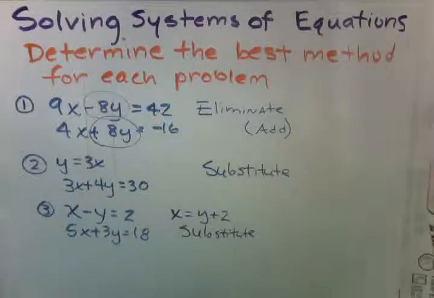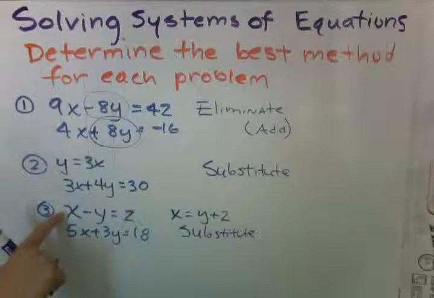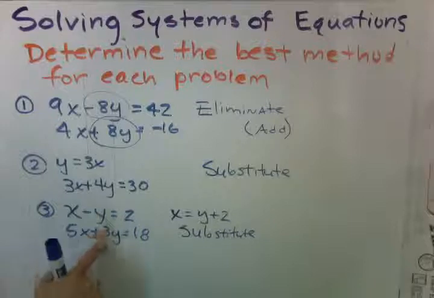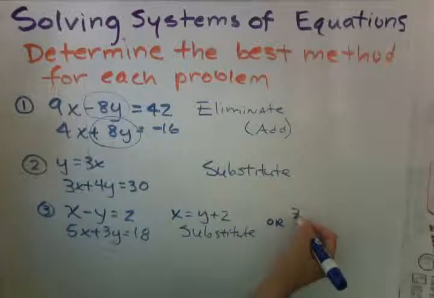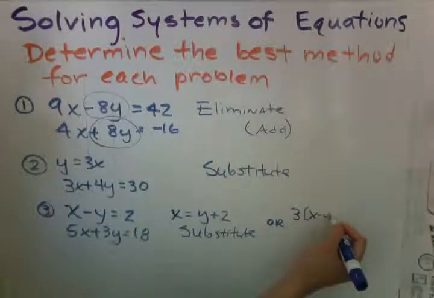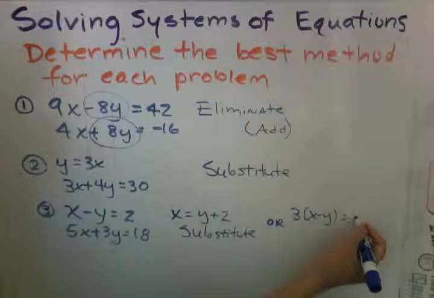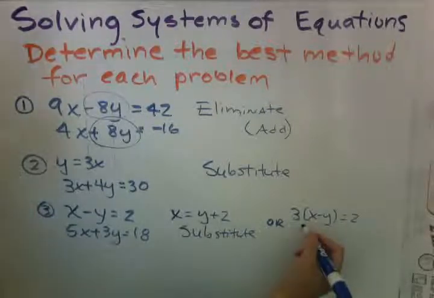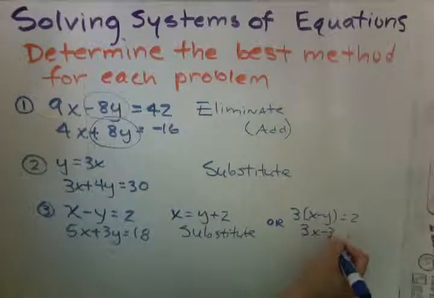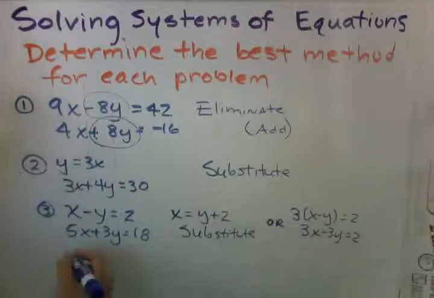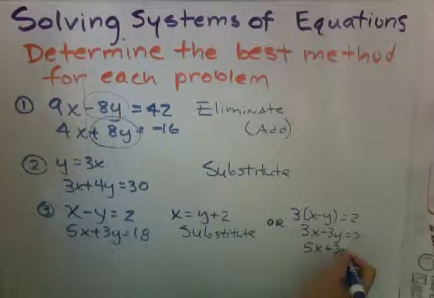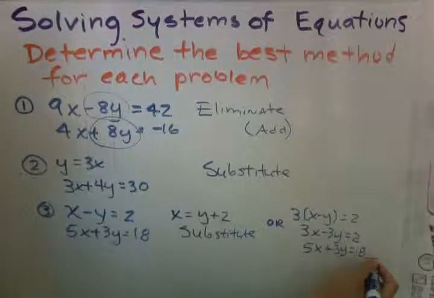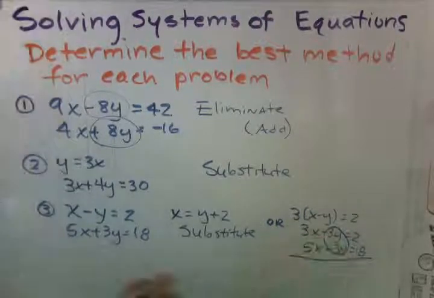Or you can eliminate, meaning you can multiply the top by 3 so that you have a negative 3y and a positive 3y. So you get 3x minus 3y equals 2. And then you can rewrite this equation here, 5x plus 3y equals 18, and you will have eliminated the y's.